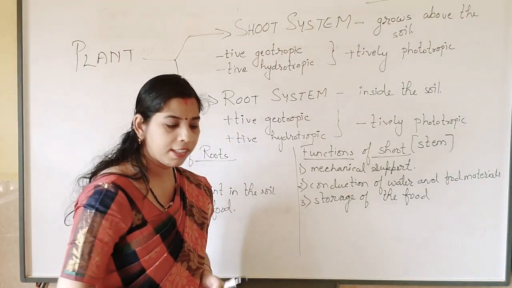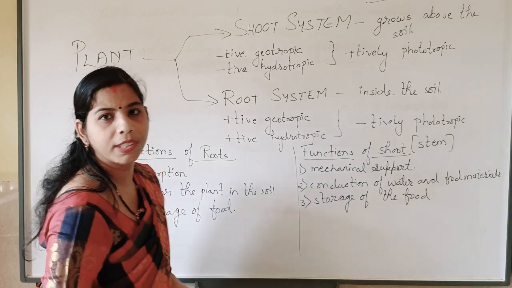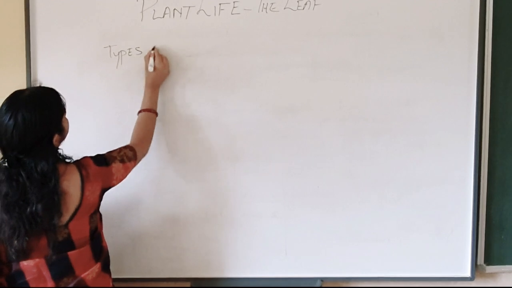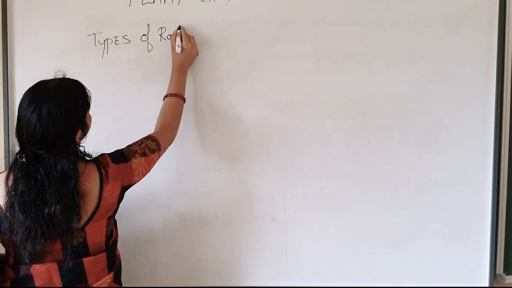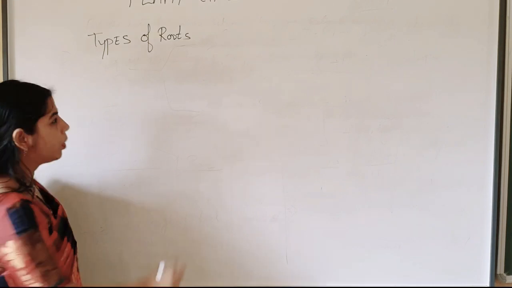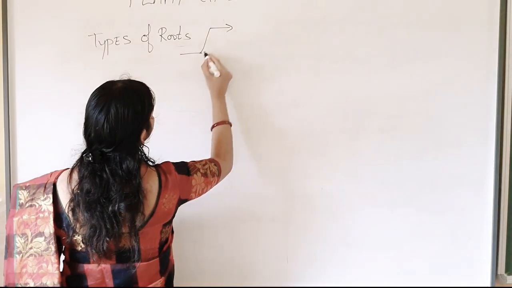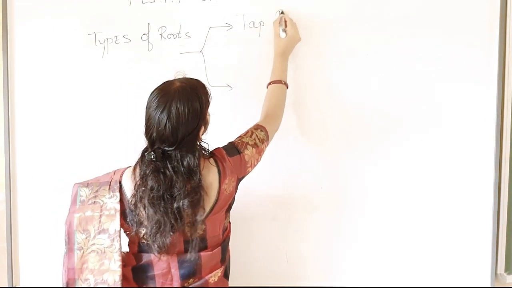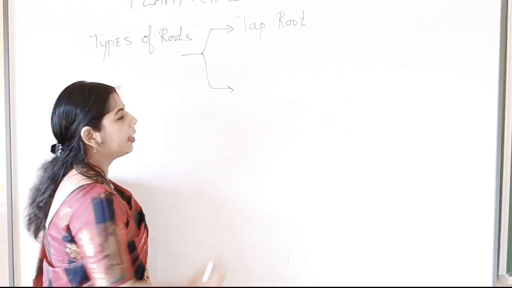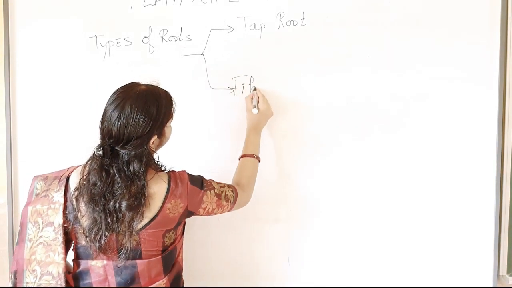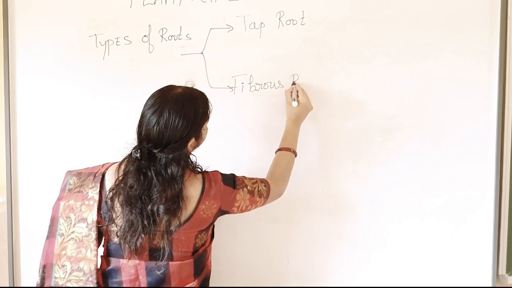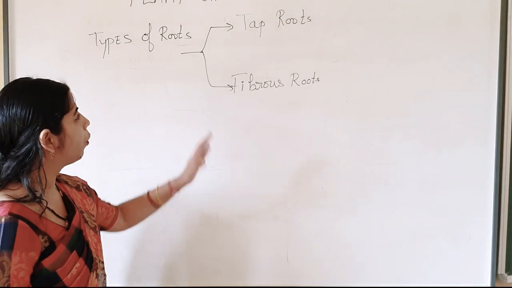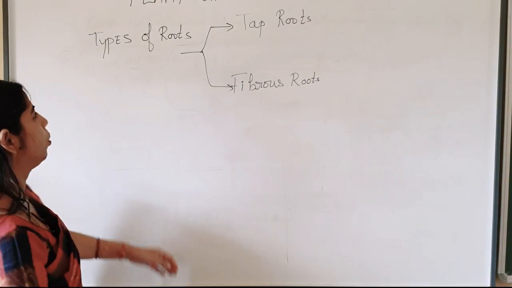Now let's just discuss about the types of the root system. The roots, it is of two types. First is the tap root and second is the fibrous root. So what is tap root and what is fibrous root?